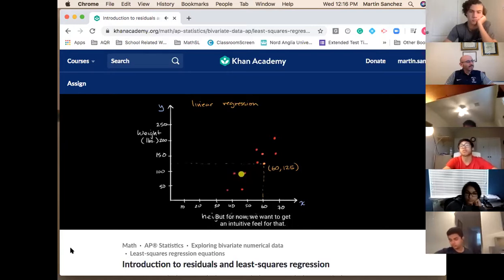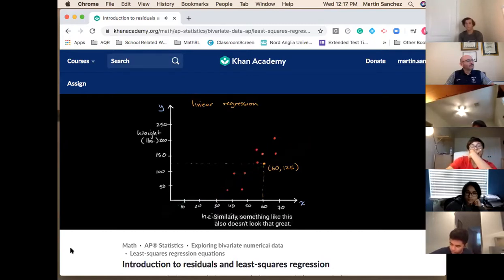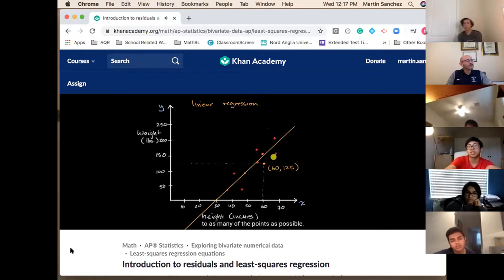But for now, we want to get an intuitive feel for that. So if you were to just eyeball it and look at a line like that, you wouldn't think that it would be a particularly good fit. It looks like most of the data sits above the line. Similarly, something like this also doesn't look that great. Here, most of our data points are sitting below the line. But something like this actually looks very good. It looks like it's getting as close as possible to as many of the points as possible. It seems like it's describing this general trend. And so this is the actual regression line.